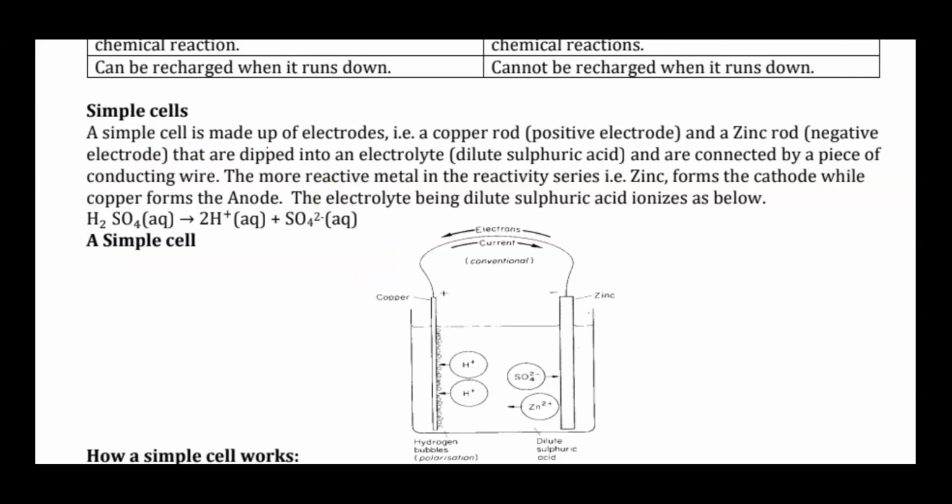And then Galaxy is asking, sir, please summarize how a simple cell works. Yes, we are going to summarize that. I was still telling you what a simple cell is made of. It's made of electrodes, and these electrodes must be metal electrodes, and one must be more reactive than the other. And then we must have an electrolyte that is able to ionize.